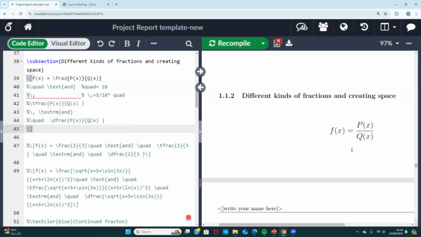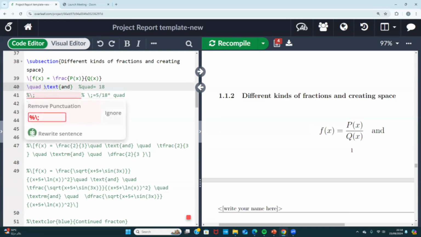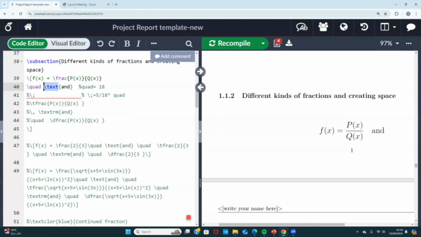In this case, the fraction starts with \frac, and then the numerator in the curly bracket and the denominator in the curly bracket. Then we'll give a space here, \quad. So quad will give some space, and then we write the text "and". Now why this text? Because we are writing in the equation mode. If you remove this text, you'll see that the "and" is coming in a mathematical form.